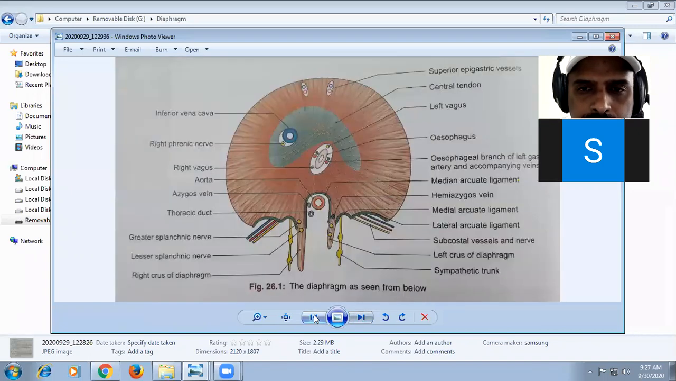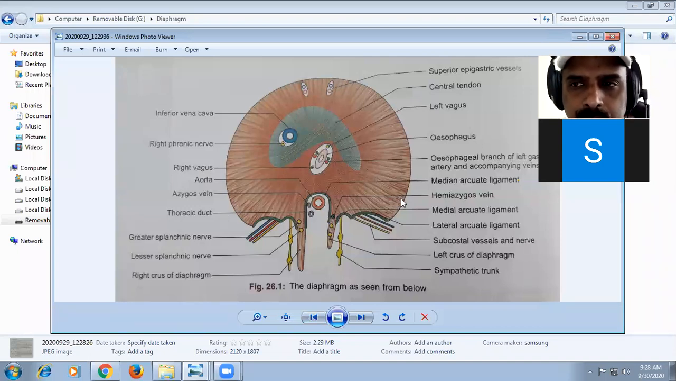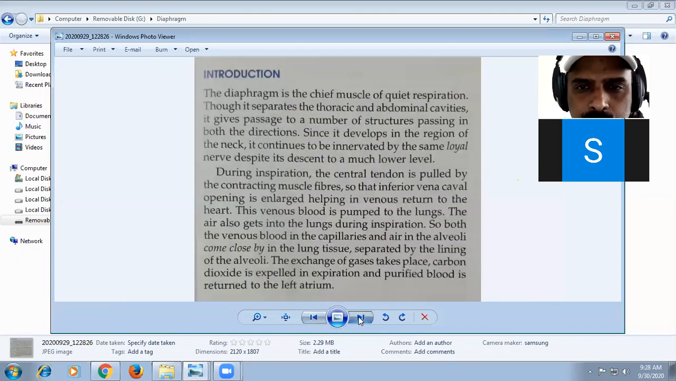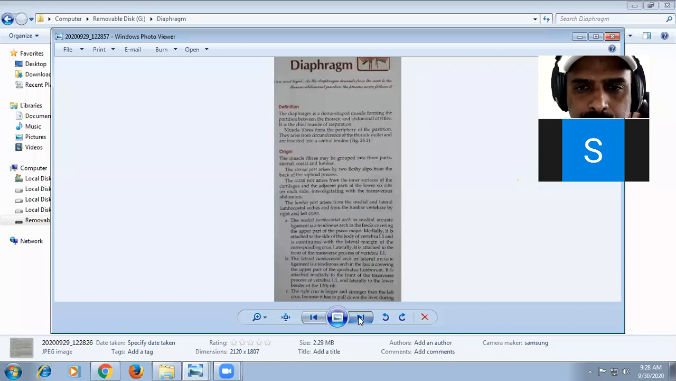When you see the diaphragm, which is dome shaped, it arises and attaches from the anterior aspect, the sternum, and laterally on both sides, right and left, from the ribs, and posteriorly it is attached to the lumbar vertebrae. So this is what you have to remember about the origin point of the diaphragm.